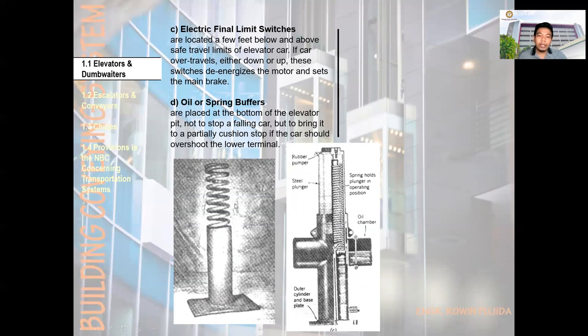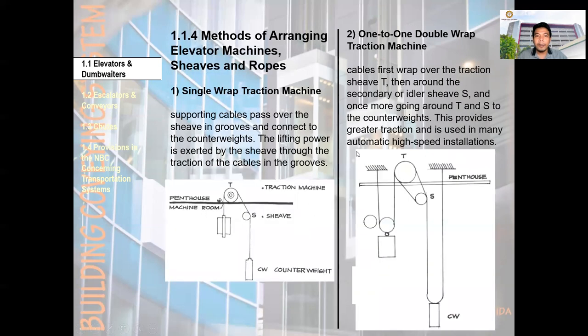And then last, we have the oil or spring buffer. I think you've seen this at the bottom of each elevator. Maybe you have seen this in SM Seaside. They have the spring buffer. It is placed at the bottom of the elevator pit, not to stop a falling car, but to bring it to a partially cushioned stop if the car should overshoot the lower terminal. Okay, so this is the spring buffer.